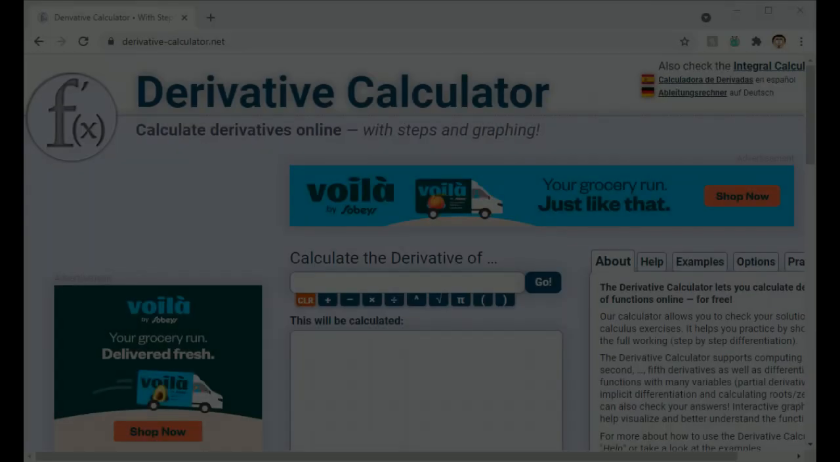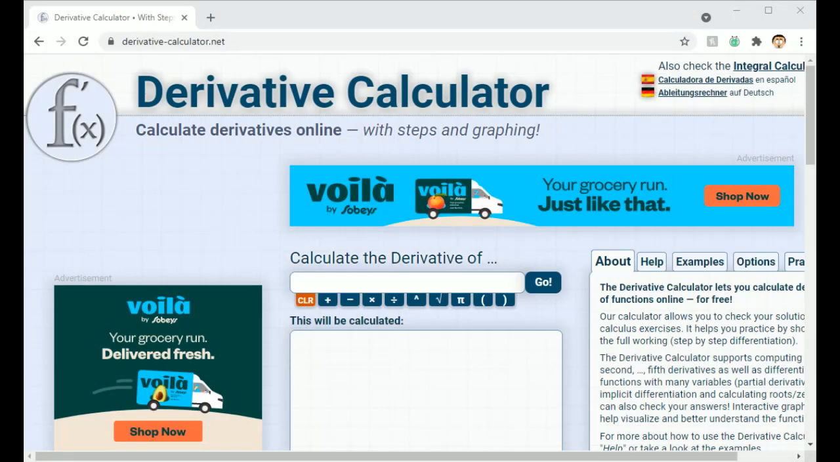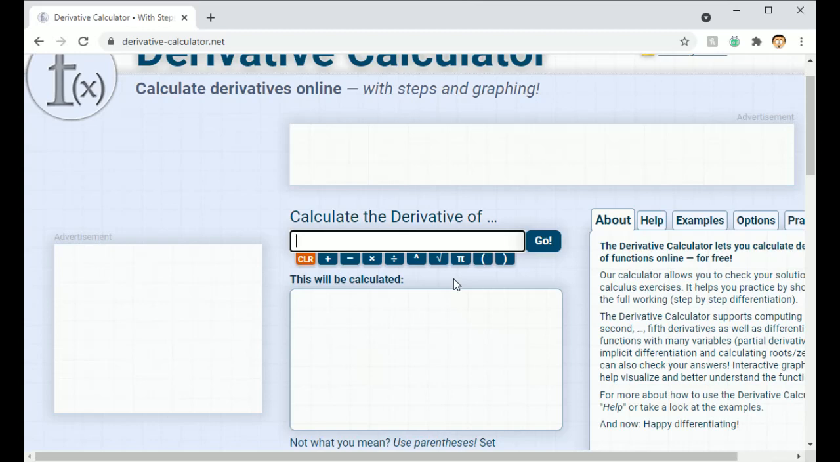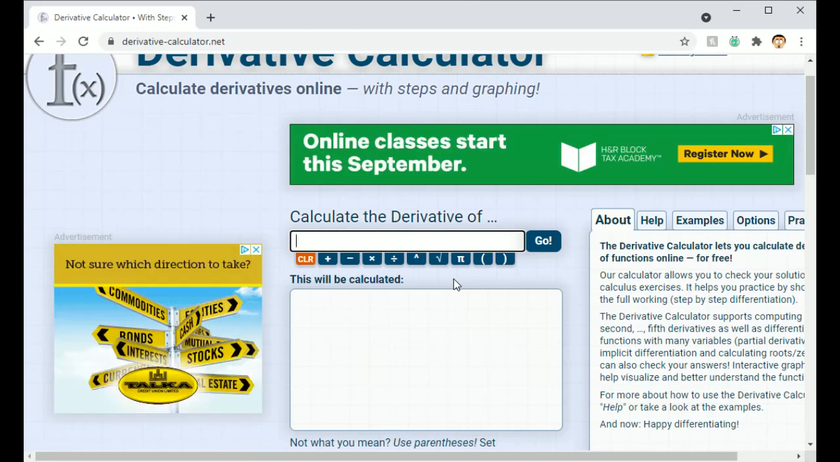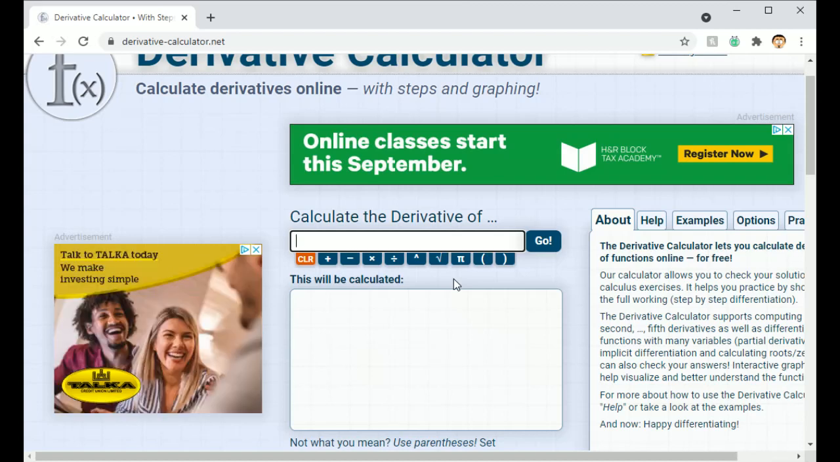Okay, so going over to that particular website there, and by the way, there's lots of these. I just chose this one because it was easy to find. It lets me find the derivative, and in calculus, you'll learn that the derivative is just a way of saying what is the slope of the function at different points.